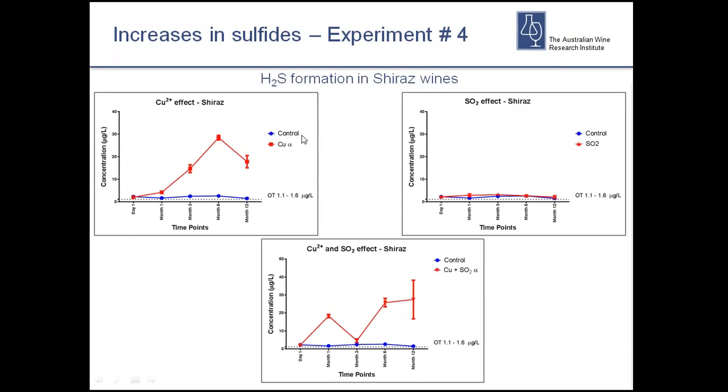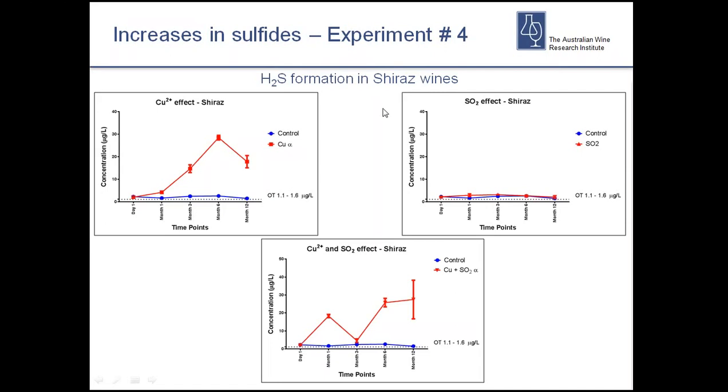So here we have our copper effect on hydrogen sulfide formation, our SO2 effect on hydrogen sulfide formation, and the combined effect of copper and SO2 on hydrogen sulfide formation. Our control sample is shown in blue, and the copper-treated sample is shown in red for all of these graphs. As we can see, when we added our copper, nearly immediately after a month of storage, we could already see an increase in hydrogen sulfide formation due to copper catalyzed reactions. And at the end of the experiment, we ended up with about a 20 micrograms per liter increase above our control samples. But that's something we expect by now.